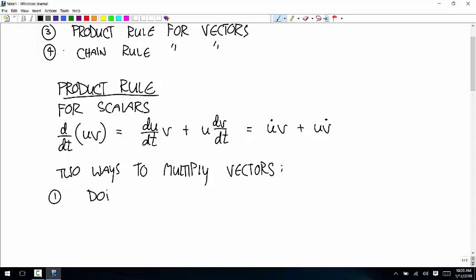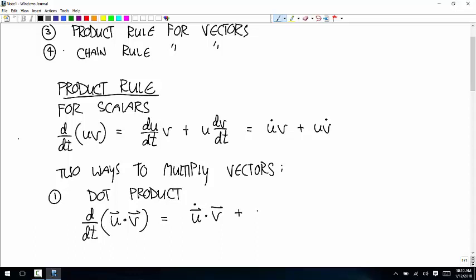First is dot product. So if you're taking the derivative of the vector u dotted with the vector v, that's equal to the vector u dot dotted with the vector v plus the vector u dotted with the vector v dot.